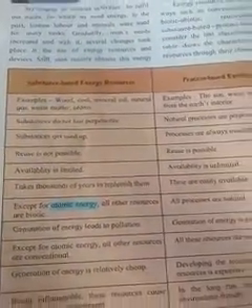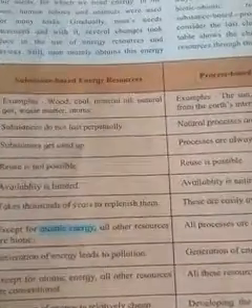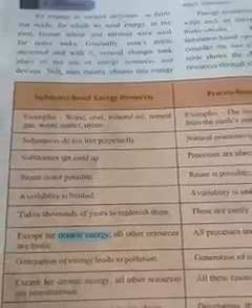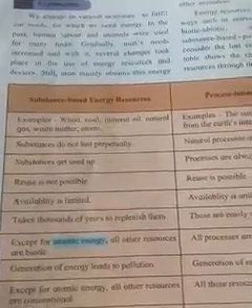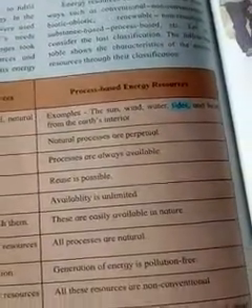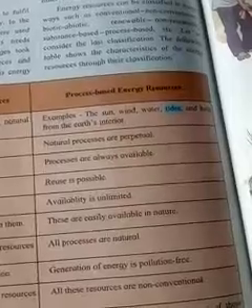Here first are the substance-based resources. Examples given: wood, coal, mineral oil, natural gas or water, waste matter, atoms. Then here are the process-based resources. For example, the sun, wind, water, tide and heat from the earth's interior.